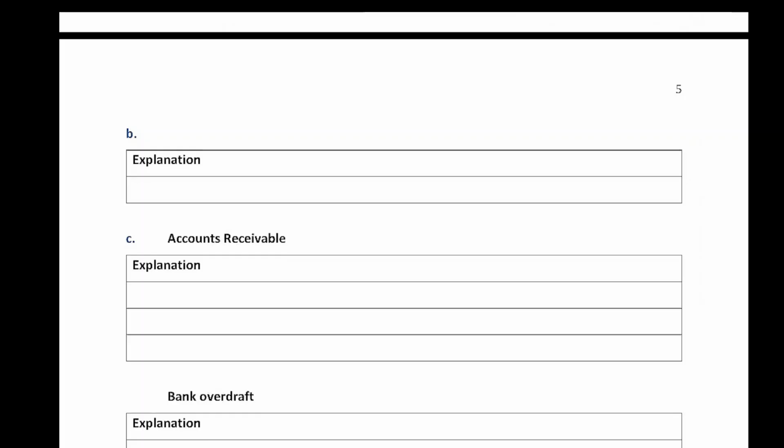Present economic resource. Yes. So how do you have to start? Accounts receivable is a present economic resource, controlled by the entity, as a result of past event.